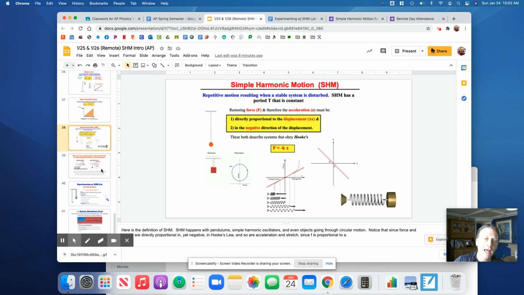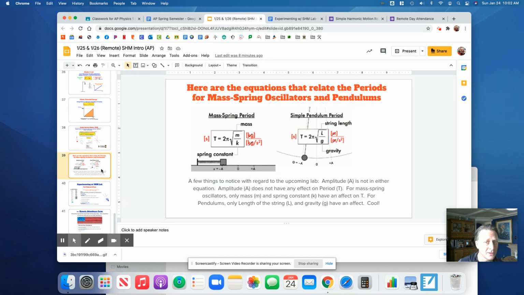And what we're going to do is a lab that looks at two different harmonic oscillators. One of them is called a mass spring oscillator, and this is a formula for it. And this one here is a pendulum simple harmonic oscillator. And this is the formula for pendulums.